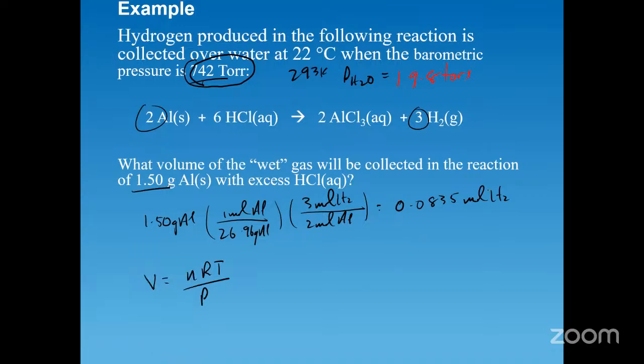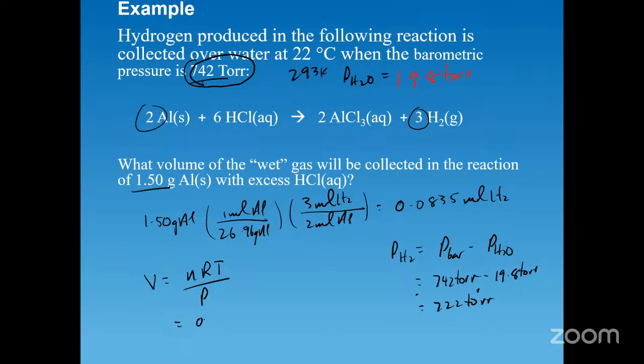Now, in order for us to find the pressure of hydrogen, that will be equal to the barometric pressure minus the vapor pressure of water, right? So the barometric pressure is given as 742 torr, minus the vapor pressure of water, which is 19.8 torr. So that will equal to what? 742 minus 19.8. So that gives you 722 torr. So basically, we can now plug everything into this equation.